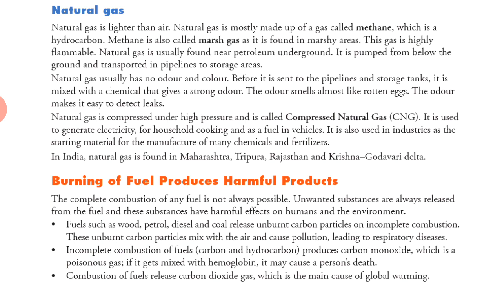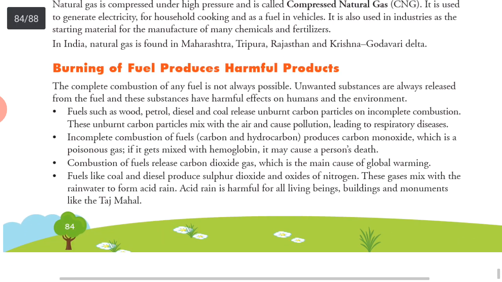It is also used in industries. In India, natural gas is found in Maharashtra, Tripura, Rajasthan, and the Krishna Godavari Delta. Burning of fuel produces harmful products. You will see what the disadvantages of burning these fuels are.